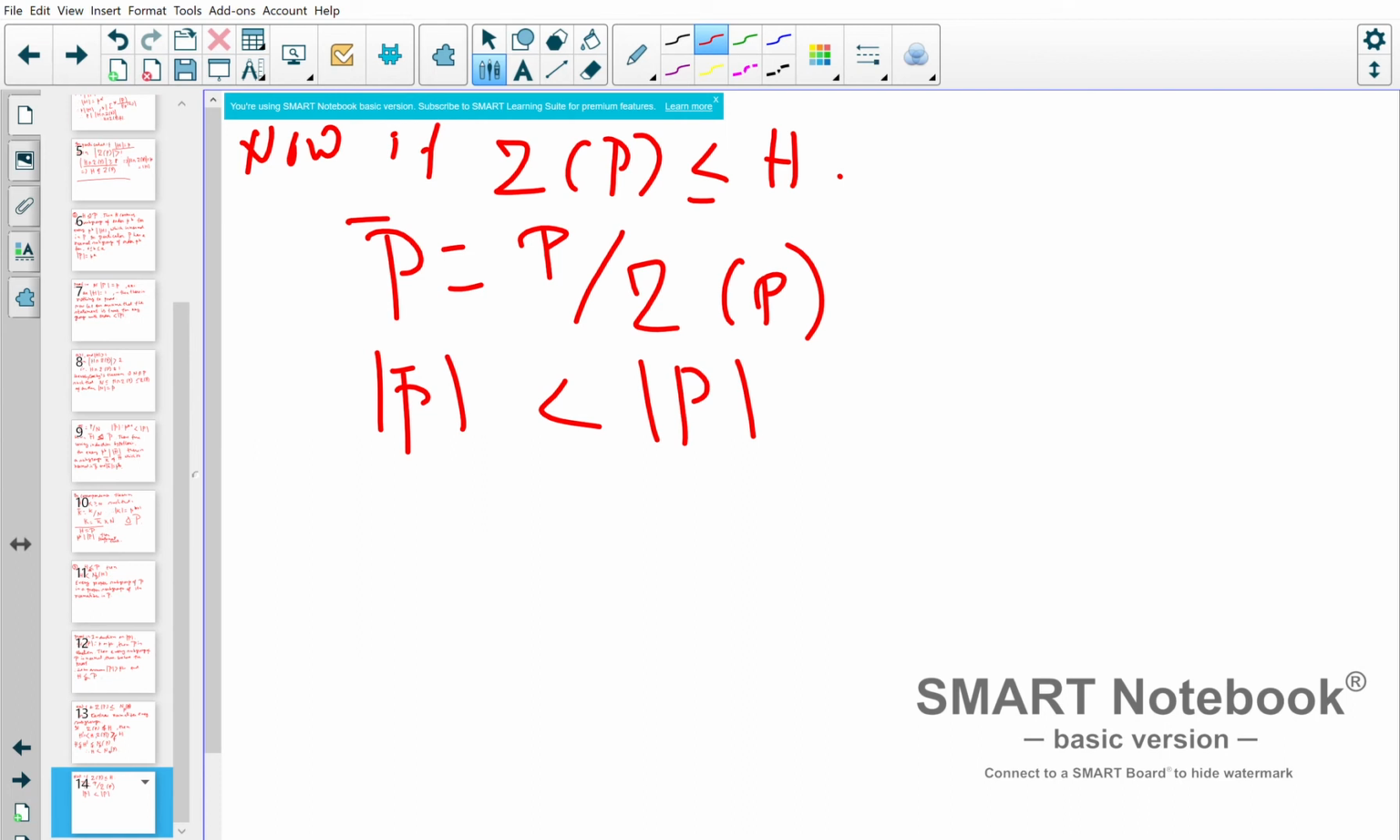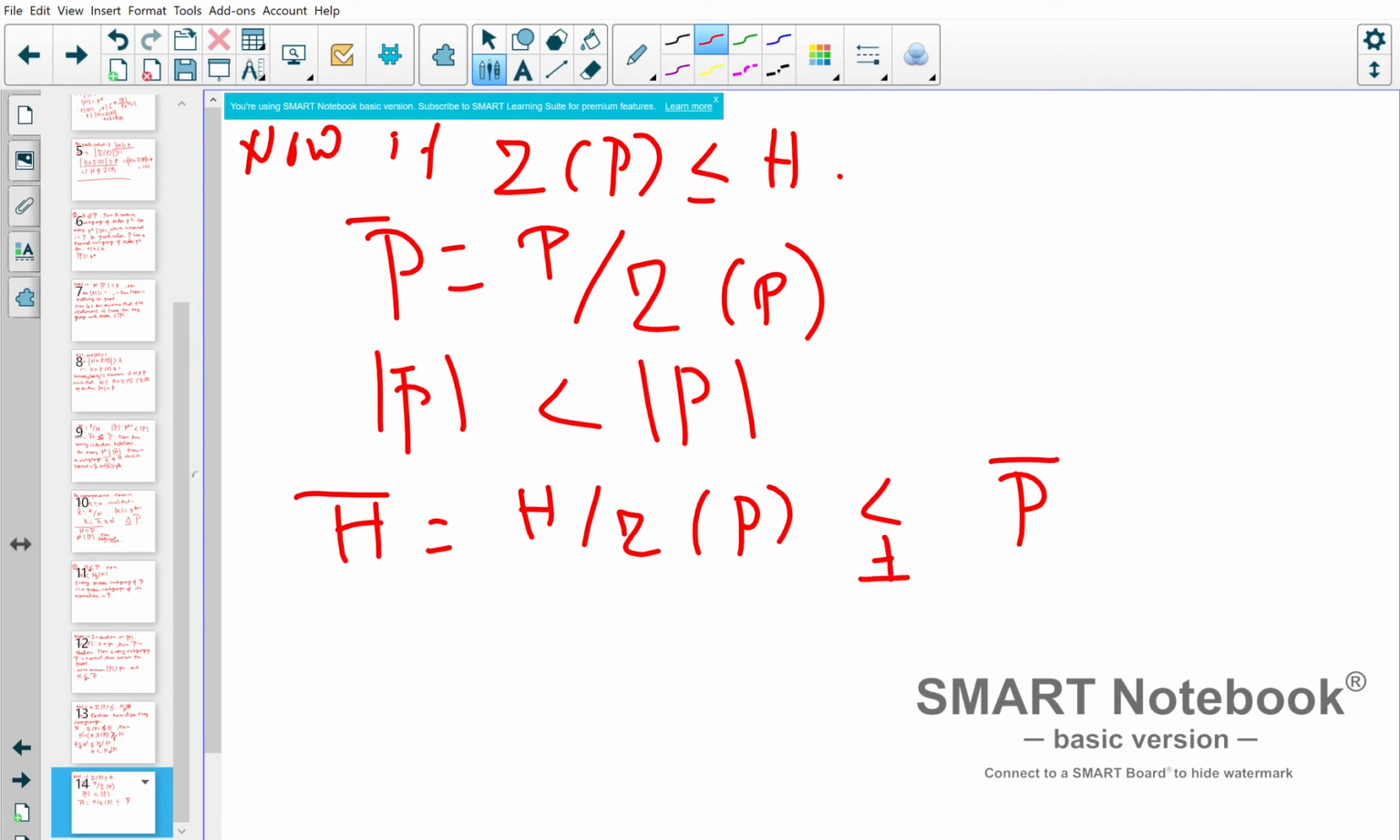So let me write that down. H bar equals H mod the center. So this is a subgroup of P bar. Clear? Now you have H bar and P bar, and you know that H bar is properly contained in P bar. Why? This is homework. If H is properly contained in P, then H bar is properly contained in P bar. You do it.